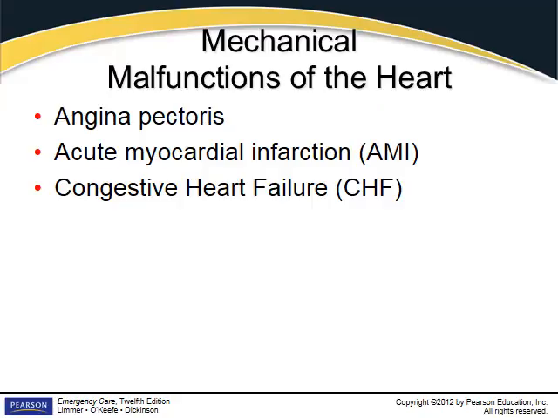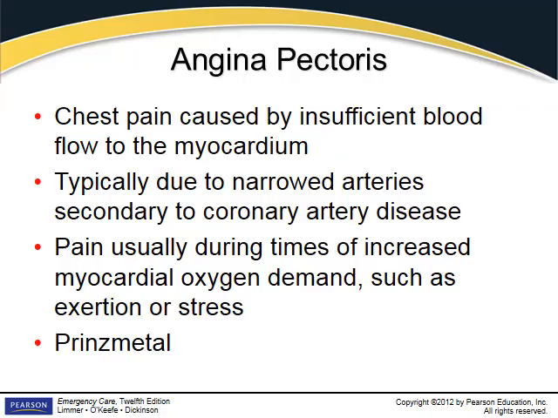You can also have mechanical malfunction in the heart. These include angina, acute MI, and congestive heart failure. Angina is basically just chest pain caused by insufficient blood supply to the myocardium. Typically, it's going to be the result of narrowed arteries secondary to coronary artery disease. Pain usually occurs during times of increased oxygen demand, such as exertion or stress. We also have what's called Prinzmetal's angina.